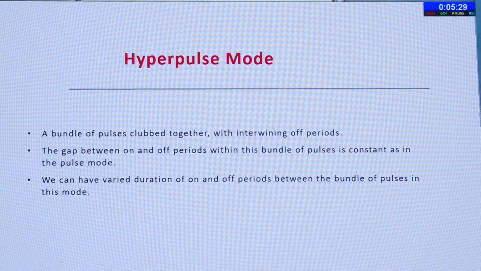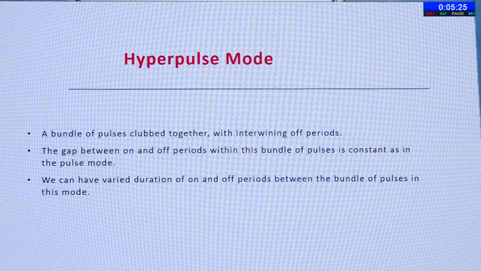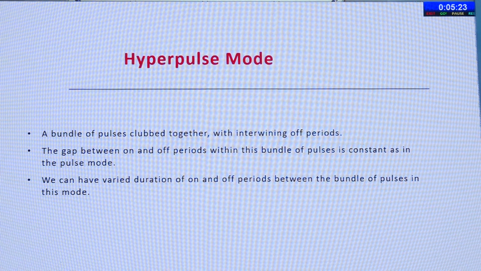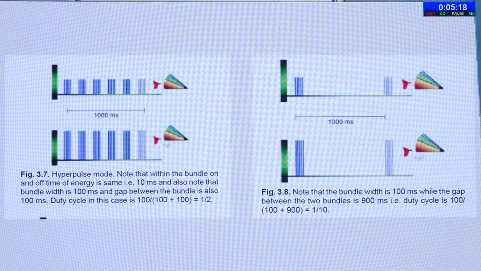Whereas there is a modification to this. So the modification is a hyperpulse mode. So hyperpulse mode means a bundle of pulses are clubbed together and then there is a gap between these bundles. Now the catch point is, I'll explain with the help of this diagram here.